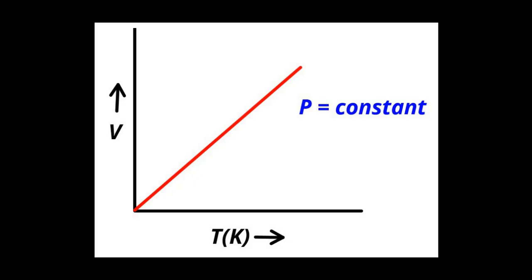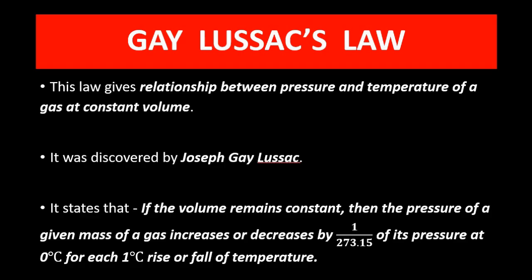Next we have Gay-Lussac's law. Again, Gay-Lussac's law is concerned with the relationship between pressure and temperature of a gas at constant volume. So volume here is constant, and we have to establish a relationship between pressure and temperature of a gas. It was discovered by Joseph Gay-Lussac.